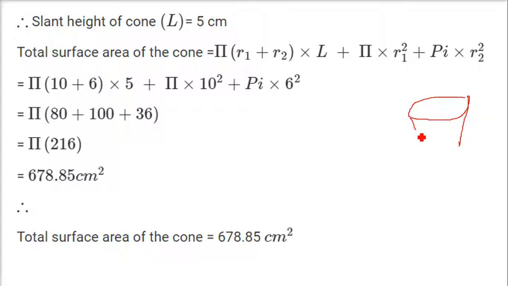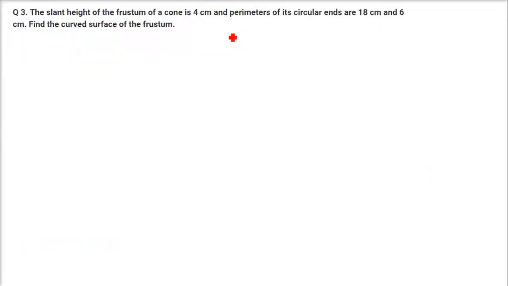Now here it is not a bucket, so it will have this surface which is pi into (r1 plus r2) into L, and this surface pi r1 square, and this surface pi r2 square. That is how total surface area will be computed. So here r1 and r2 are 10 and 6, just computed. It is 678.85 centimeter square.